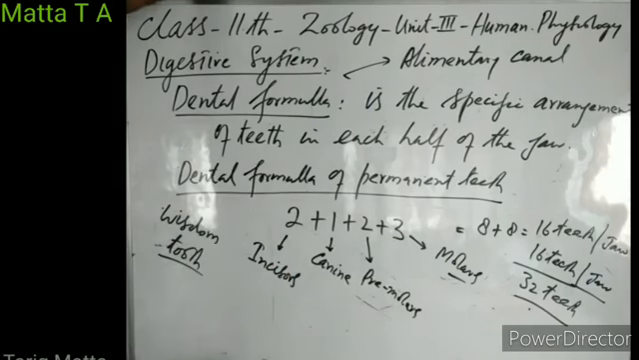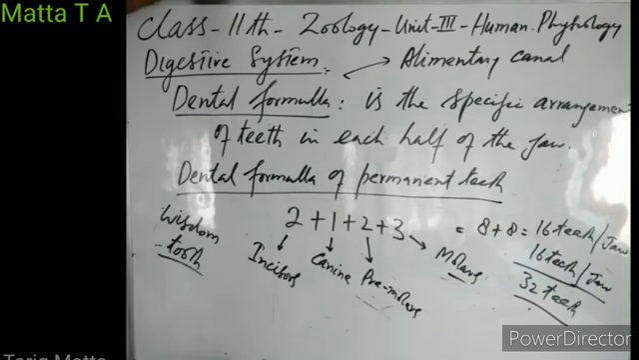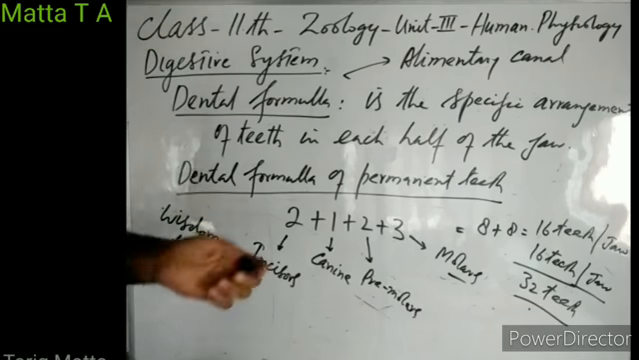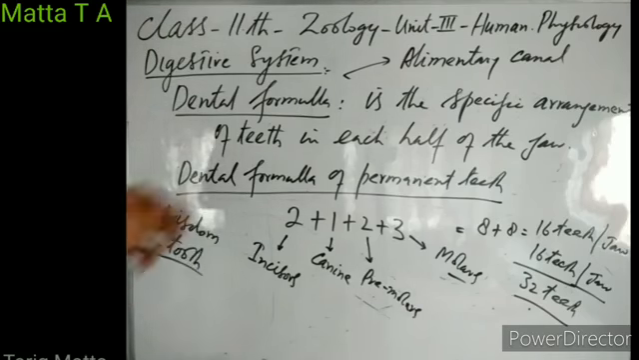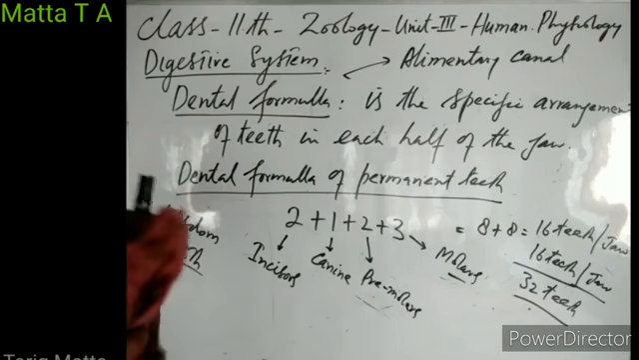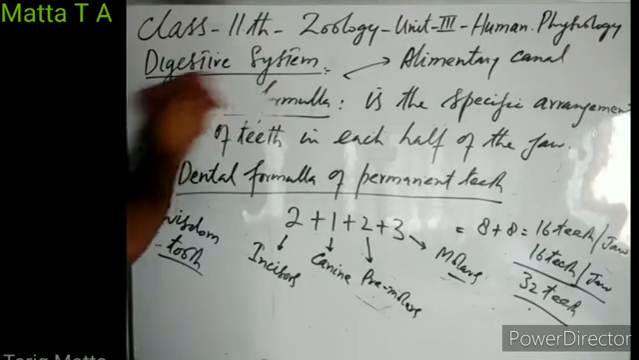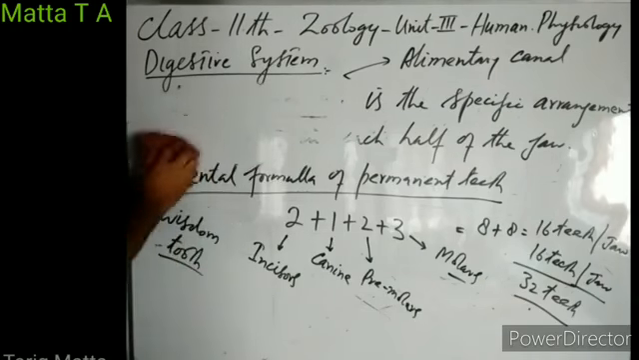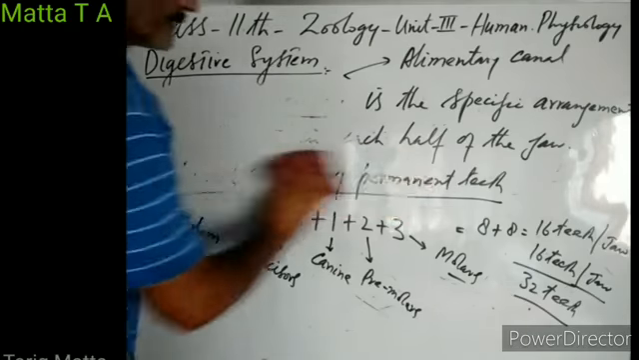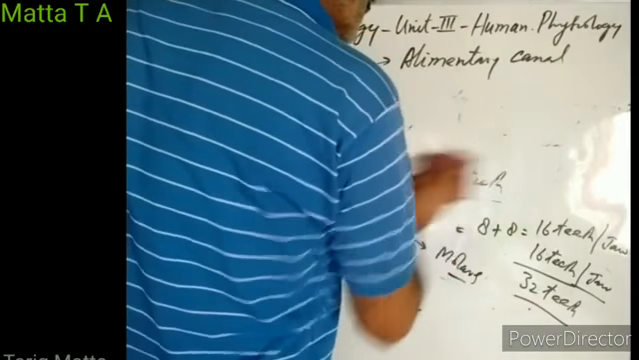So in total, there are 32 teeth on two jaws of an adult person, which are represented by the dental formula 2 plus 1 plus 2 plus 3, right? So that means we have two incisors, one canine, two premolars, and three molars. So this is the dental formula for milk teeth and dental formula for permanent teeth, right? Now, what is the function of these teeth? These teeth are meant for cutting off or breaking up large food particles into smaller food particles. And these teeth line the sides of our oral cavity.